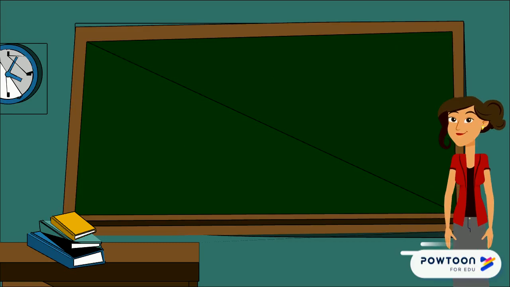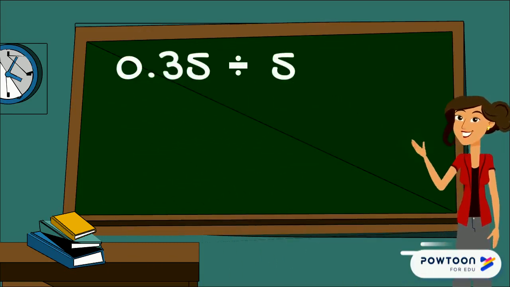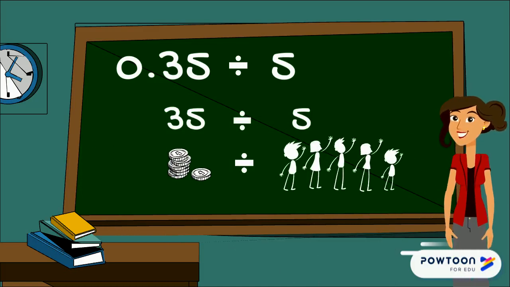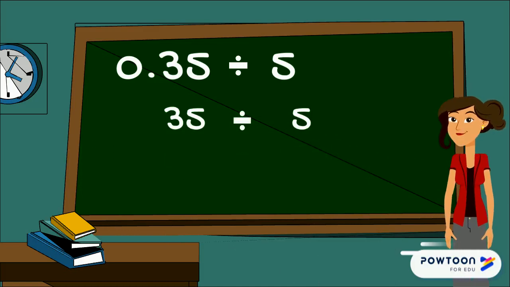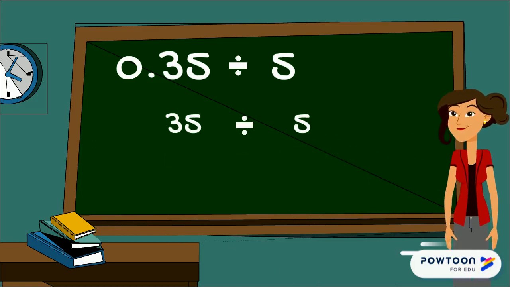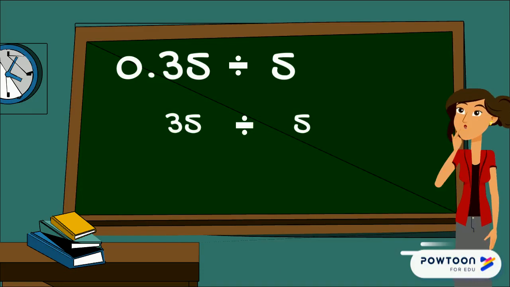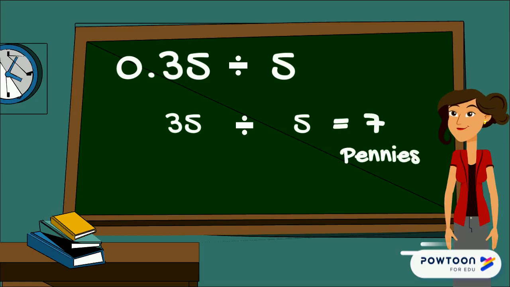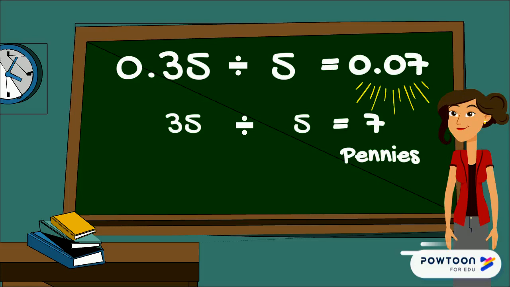Let's try another one. 35 hundredths divided by 5. In terms of money, that's 35 pennies divided among 5 people. How many pennies does each person receive? Since 35 divided by 5 equals 7, every person receives 7 pennies. What is 7 pennies written as a decimal? The answer is 0.07, so 35 hundredths divided by 5 equals 7 hundredths.